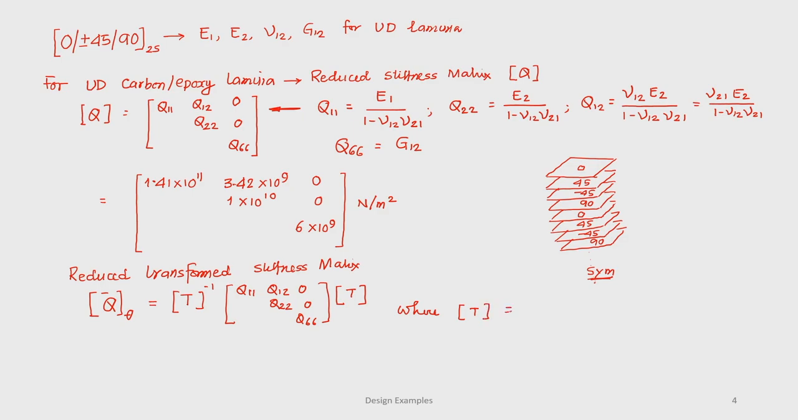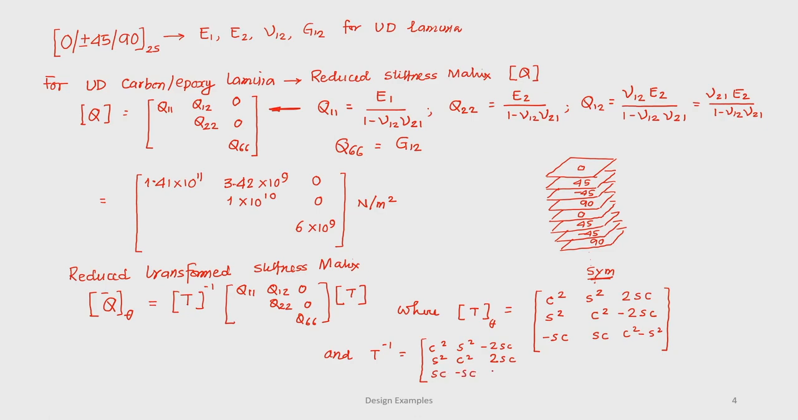where for a given theta, T is cos square theta, sin square theta, twice sin theta cos theta, sin square theta, cos square theta, minus twice sin theta cos theta, minus sin theta cos theta, plus sin theta cos theta, cos square theta minus sin square theta. This is the stress transformation matrix, okay, in two dimension. And T inverse is cos square theta, sin square theta, minus twice sin theta cos theta, sin square theta, cos square theta, twice sin theta cos theta, sin theta cos theta, minus sin theta cos theta, cos square theta minus sin square theta. This happens to be also T of minus theta.